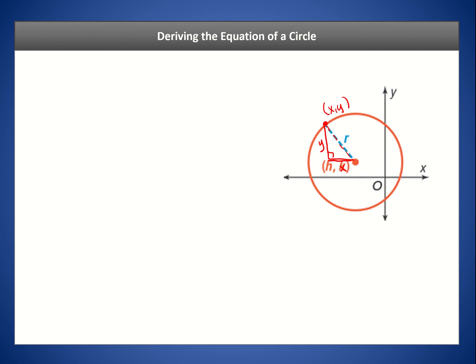Remember Pythagorean theorem, a squared plus b squared equals c squared. And this is essentially the way that you would define a circle, because no matter where you are in the circle, this point x, y, for instance, this is still going to be the radius no matter what, and this is still going to be x and y. And so this is essentially how we derive the equation of a circle.